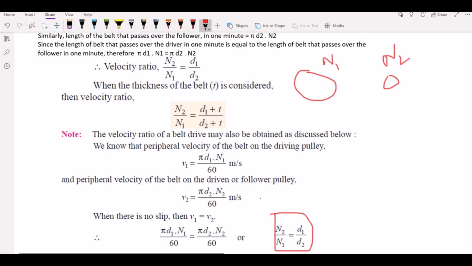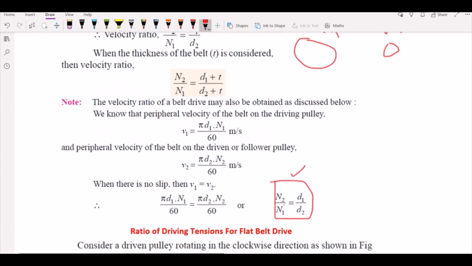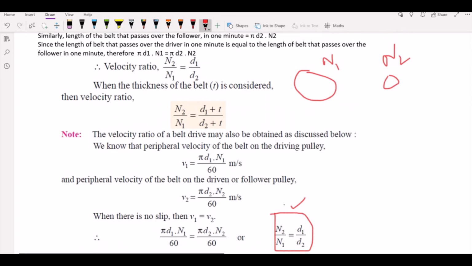If the diameters of your driving pulley and driven member, the follower, are given, as well as one speed, the input speed, and I want to calculate the output speed, then I can calculate it from this relation. Okay, so that is about your calculation of velocity ratio. Hope I'm clear till here.